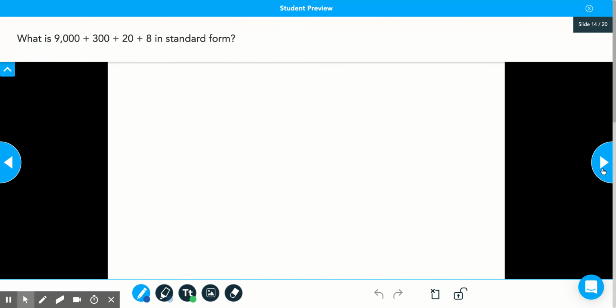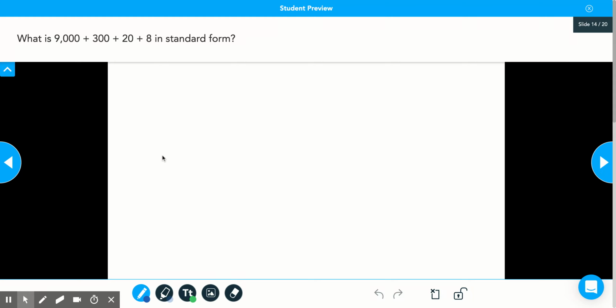Now that we have watched the video and got a quick understanding of how to write numbers in standard and expanded form, let's practice. First, let's take an expanded number and put it back into standard form. What is 9,000 plus 300 plus 20 plus 8 in standard form? So, as we learned from the video, we have to take the first digit in each expanded number and put it together to form the standard form of the number.